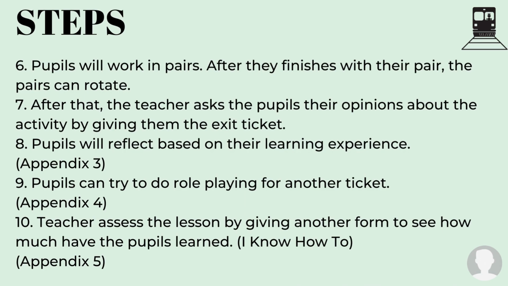Next, the pupils will work in pairs. After they finish with their pair, they can rotate with their friends. And then the teacher asks the pupils their opinions about the ticket by giving them the exit ticket. In this exit ticket, the pupils are able to reflect on their learning experience. Next, they can also try to do role playing for another ticket. And the teacher is able to assess the lesson by giving another form to see how much the pupils have learned, which is the impact of the learning.